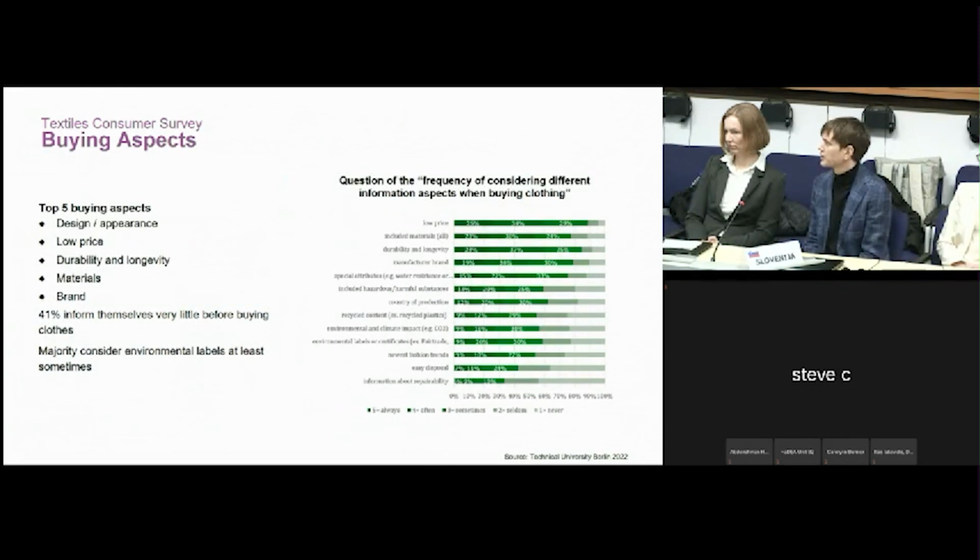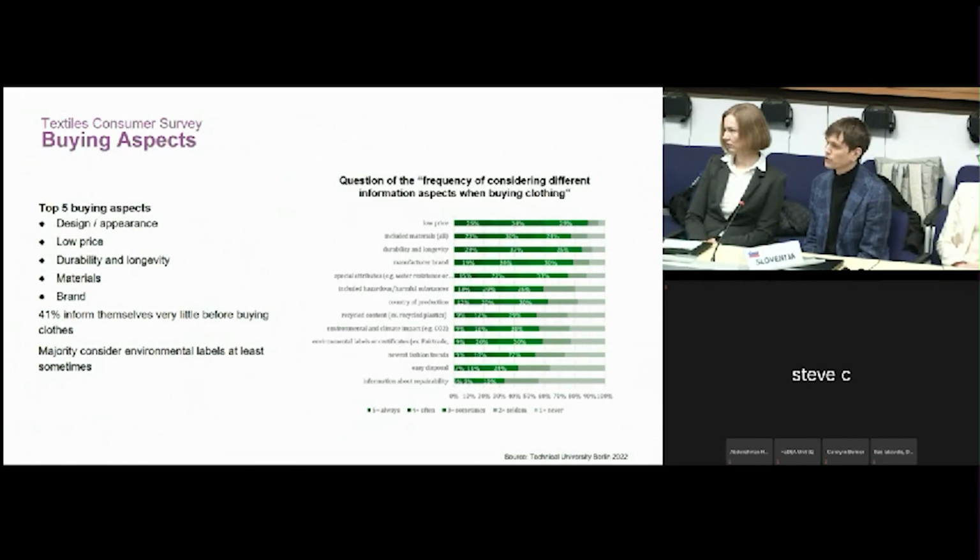From the consumer side, we also looked at what is important for them when they buy products. We see that design, for approximately half of the consumers, is the most important aspect, how it looks. But the price is also very important for most of them. We also see that durability and longevity seem to be very important, although this is not really available today, so this is definitely a wish to have more information there, as well as materials and brands being crucial.